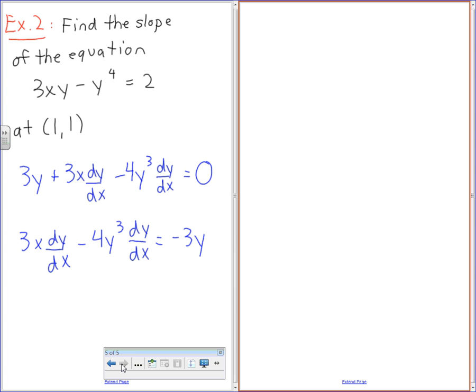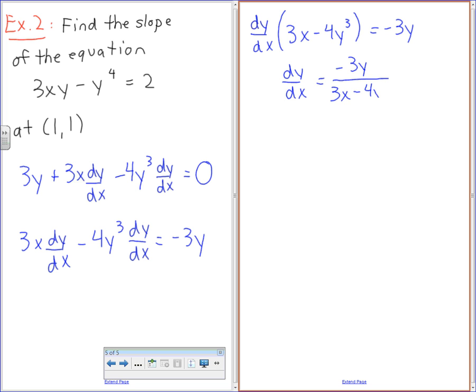Okay, so now as Michael mentioned, we're going to factor at this point. If I take out a dy by dx, what am I left with on the left-hand side? What is my final step here? So dy by dx equals negative 3y all over 3x minus 4y. If that isn't the most beautiful equation I've ever seen, I don't know what else to say.